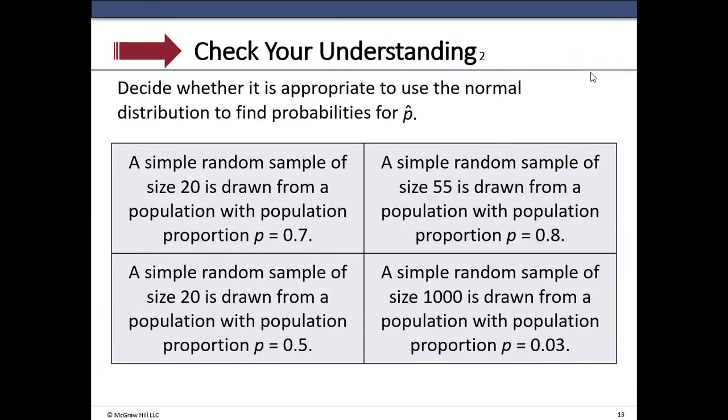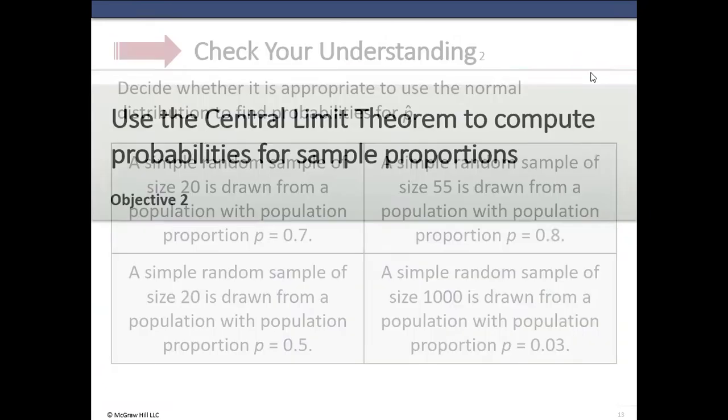Let's take a look at the one at the bottom right corner. A simple random sample of size 1000 is drawn from a population with population proportion of 0.03. First, n times p is 1000 times 0.03, which is 30, greater than 10. Then 1000 times 1 minus 0.03, or 1000 times 0.97, is 970. That is also greater than 10. Since both n times p and n times 1 minus p are greater than 10, we can use a normal distribution for the sampling distribution of p hat.